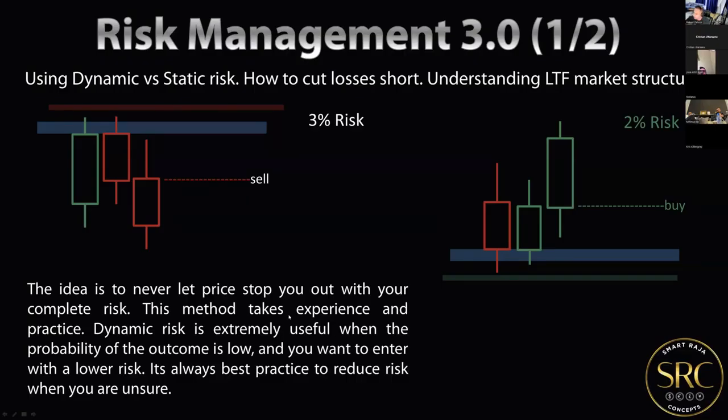Dynamic risk is extremely useful when the probability of the outcome is low and you want to enter with a lower risk. It's always best to practice reduced risk when you're unsure. Whenever you think price can go in your favor but you're not 100% sure, or not fully confident, you can use dynamic risk, because you want to go in slowly with low risk, see how it goes, then add risk, and that's how you do it.